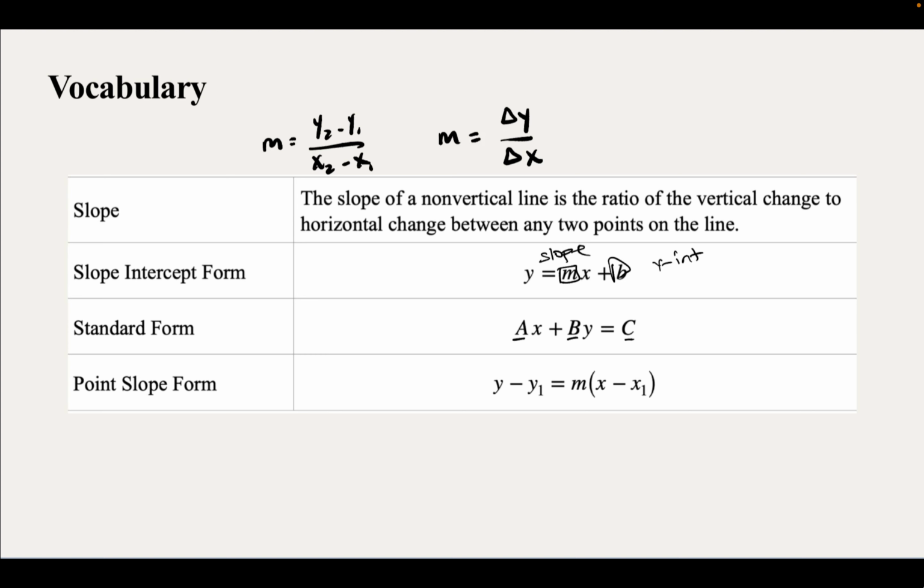Point slope form, this is my favorite form. It happens to be the easiest one to use. y1 and x1, those are points on the line, any points on the line. And m is the slope.